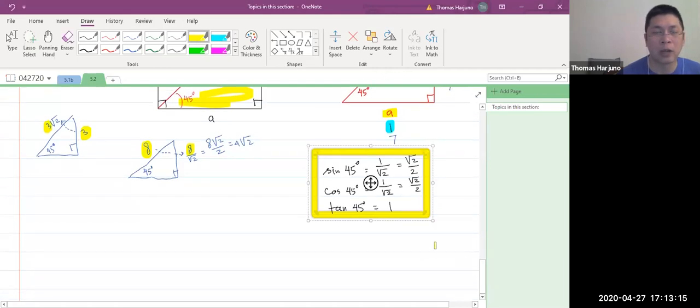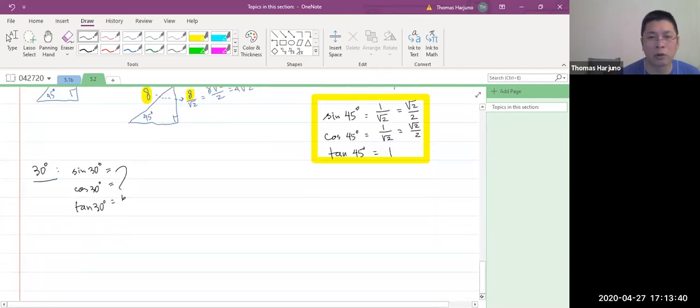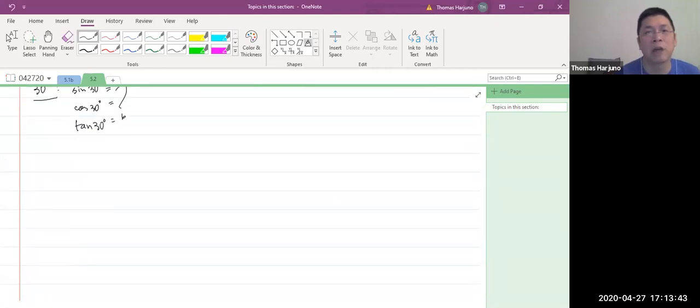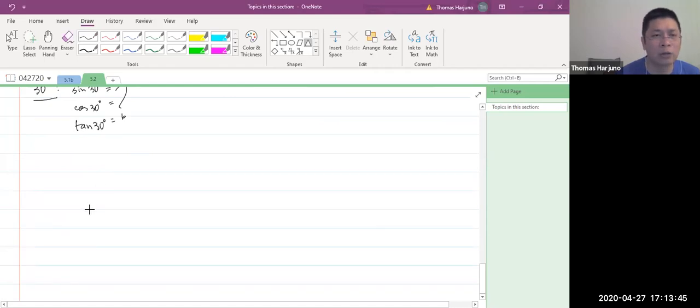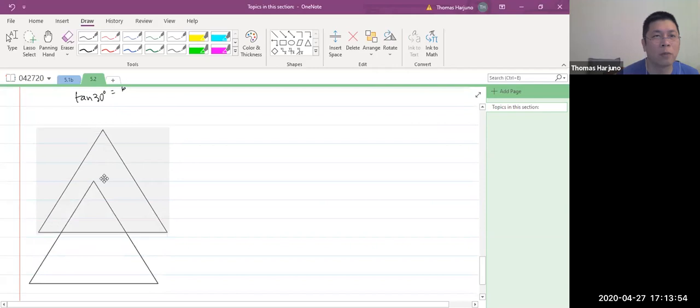Now the second one, the 30 degrees, and you will see at the same time we will get 60 degrees: sine 30 degrees, cosine 30 degrees, and tangent 30 degrees. How do we get the values? The way we get the values for the sine, cosine, tangent of 30 degrees comes from an equilateral triangle.